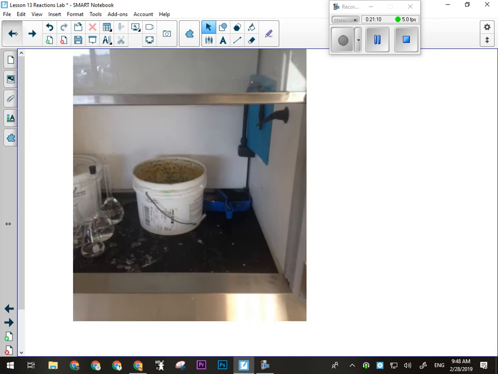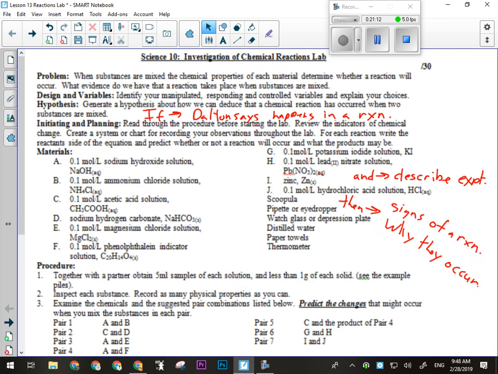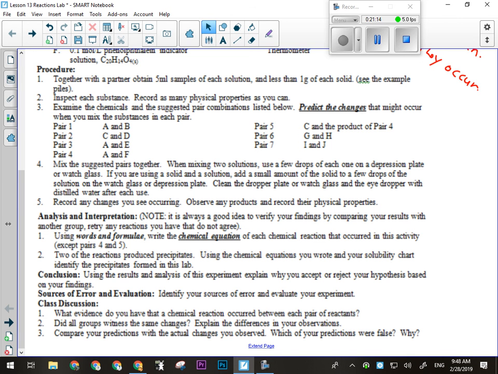Question number 2 in the analysis is about solubility. Okay, 2 of the reactions produced precipitates. What you need to do is look at the reactions you wrote for those 2 reactions and decide which of the products was the precipitate. So which one's not soluble? How will you figure that out?